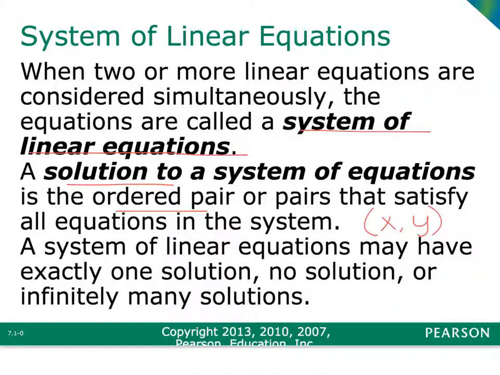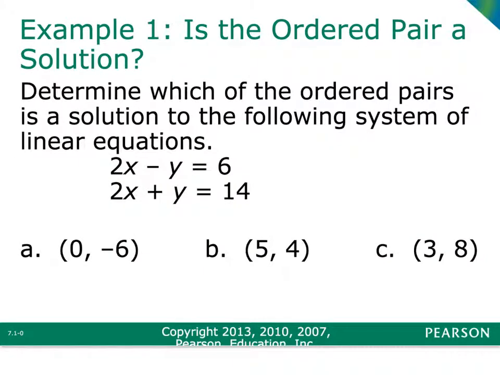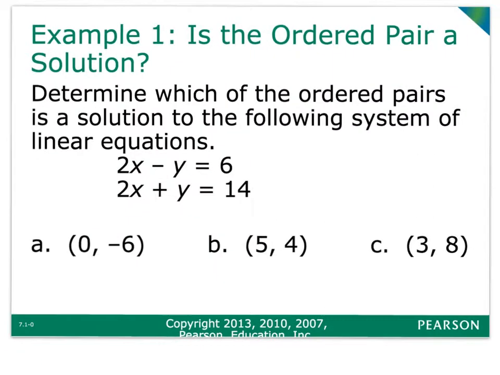Systems of linear equations can have one solution. Sometimes they'll have no solutions at all, or you will get a unique situation where you have infinite solutions. The first thing you're going to encounter on your homework is deciding whether or not an ordered pair is a solution to the system or not. The easiest way to do this is to substitute the ordered pair into the system.